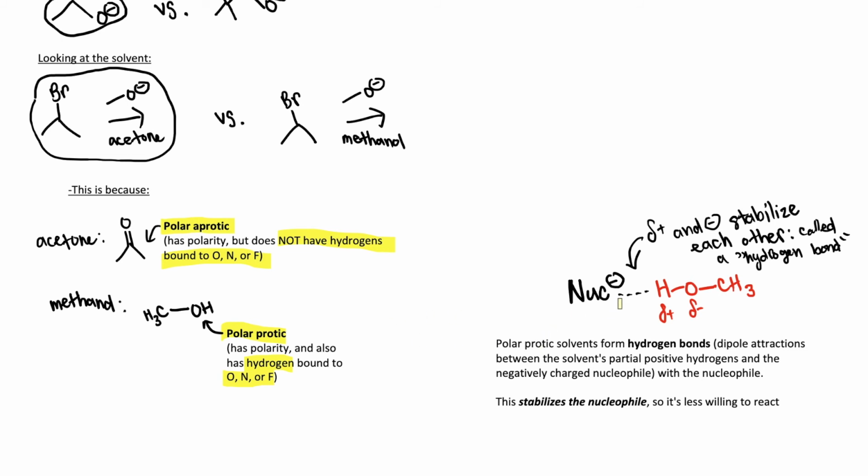We need to keep in mind the dipole of the bond between oxygen and hydrogen. Oxygen has a partial negative charge and hydrogen has a partial positive charge. The partially positive hydrogen of our solvent is attracted to the negatively charged nucleophile. This attraction is called hydrogen bonding. Hydrogen bonding stabilizes the nucleophile, making it less willing to react. So since acetone is polar aprotic, it does not have this problem. So this is why polar aprotic solvents allow our nucleophile to be a strong nucleophile.